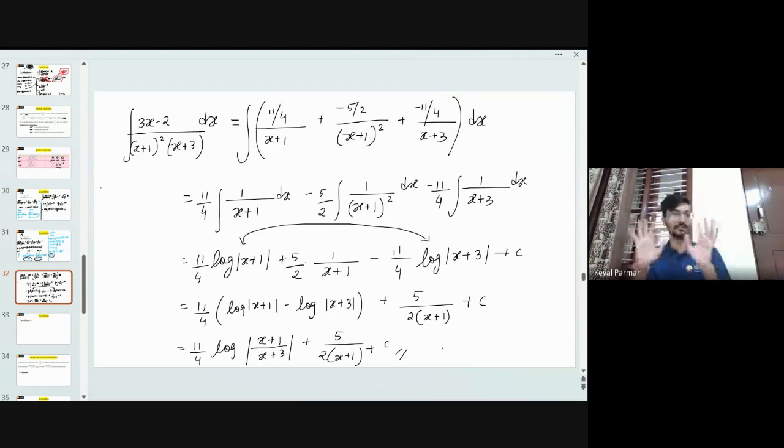I can calculate in my mind and directly write the answer. So this looks lengthy, but if you practice it enough, then it will not look lengthy. Like you will do it like this.